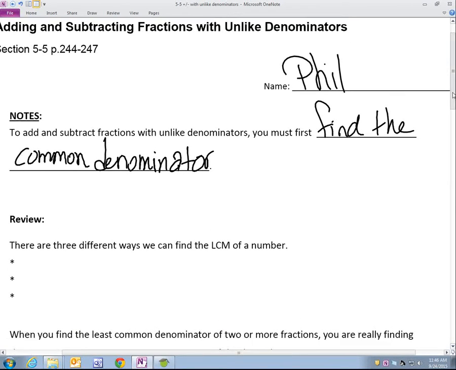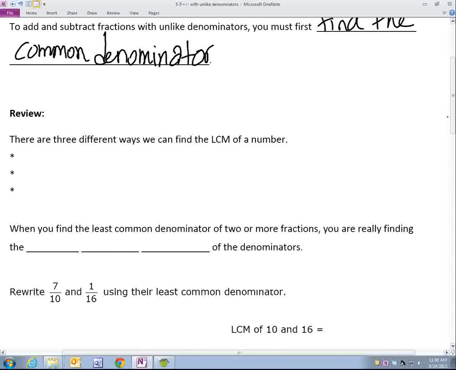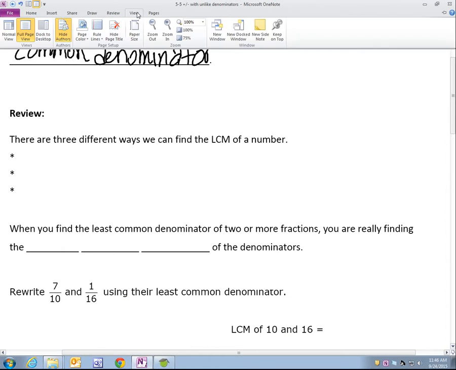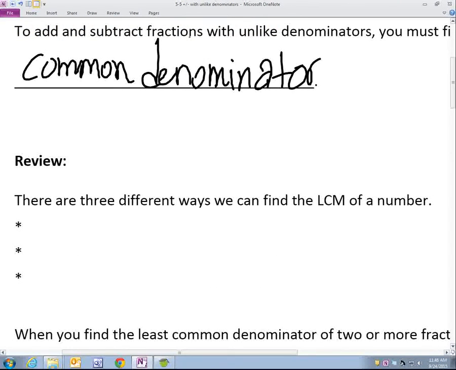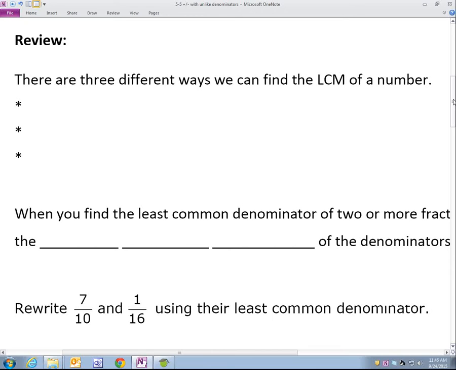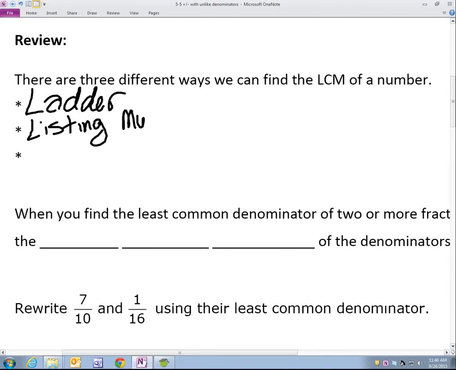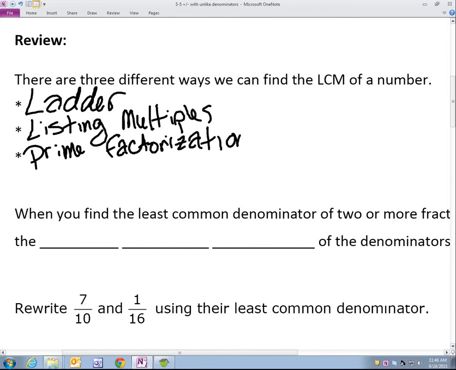Now, there are 3 ways that you can find the least common multiple of a number. So this is a review. This goes back to September 8th, the lesson that we had then. There are 3 ways that you can find it. The first one, does anybody remember? Finding the least common multiple. Tamaya? Ladder method, upside down division. Okay, listing multiples. Yes. Prime factorization, beautiful. Ladder method, listing multiples, and prime factorization.